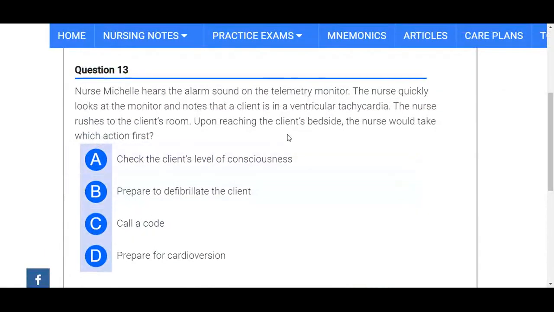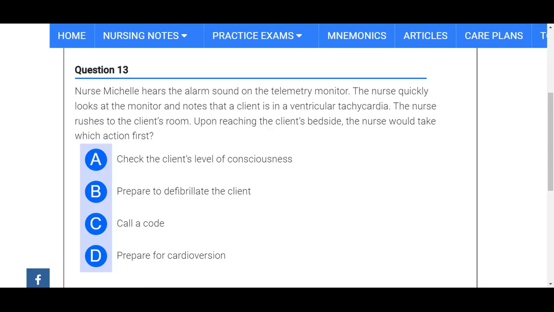Okay, this one. Nurse Michelle hears the alarm sound on the telemetry monitor. Telemetry. I have to make myself familiar again with this one. Okay, telemetry, automatic measurement, wireless transmission of data from remote sources. Oh, I see. Is that so? Okay, because it's the first time that I encountered actually telemetry. I'm not sure if it's been taught in our school, but in the Philippines, we've got very poor technology.